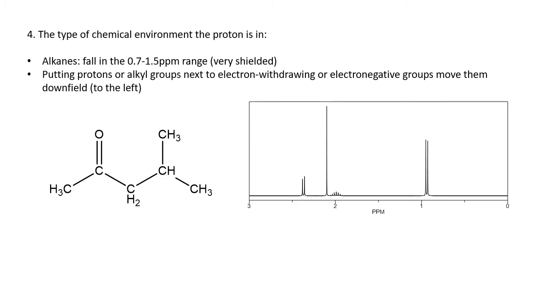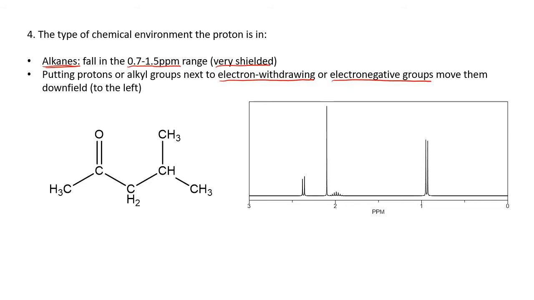The last thing that NMR can tell us is the type of chemical environment the proton is in. Now, in general, our base is alkanes, which are hydrocarbons, and hydrocarbons fall in the 0.7 to 1.5 ppm range. And alkanes, we can just think of as kind of the base. They're very shielded. Anytime we add any other atom to the molecule or any other functional group, we're just going to decrease the shielding and make it a little more de-shielded. Now, putting protons or alkyl groups next to electron withdrawing groups or electronegative atoms, for instance, will move them further downfield or to the left into the more de-shielded region.